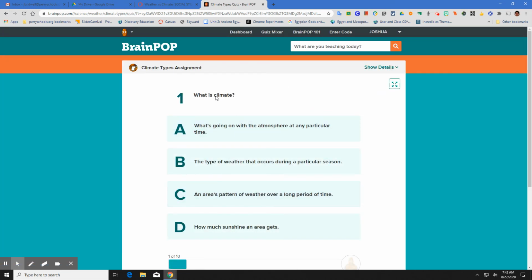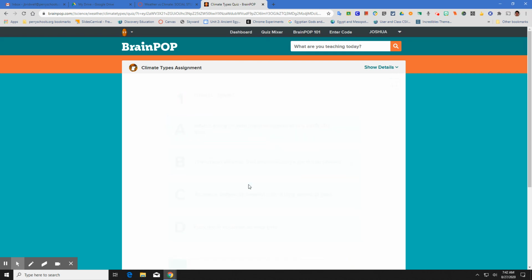What is climate? So like we said, weather is what's going on in the atmosphere at any particular time. Climate is an area's pattern of weather over a long period of time, right? So what is spring like in Indiana? Spring is rainy and cool, right? That's the normal type of climate in Indiana, the pattern of weather during the spring season. We know that because we've measured it over a period of time.